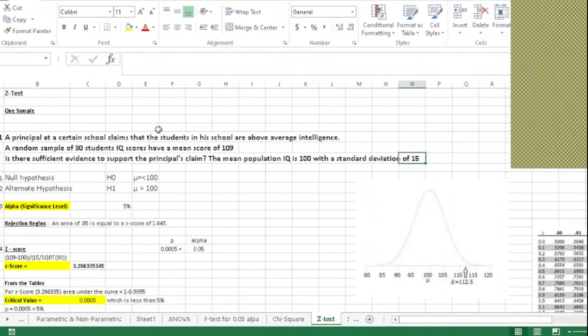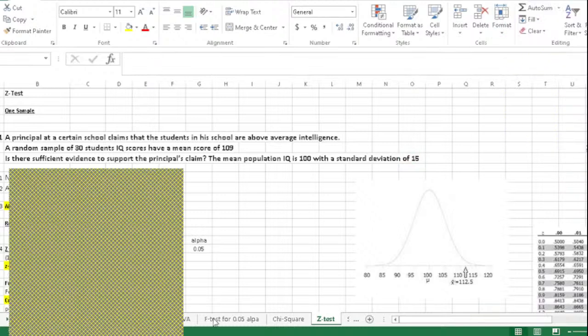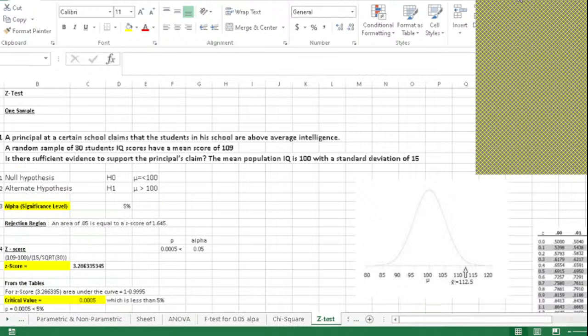Next, let's construct a null and alternate. Let me see who can construct null and alternate without looking at the screen. Yes, construct null and alternate. I don't know if this window was able to hide null and alternate, but I want you to construct null and alternate on your own. Okay, alternate is greater than 100. Very good.